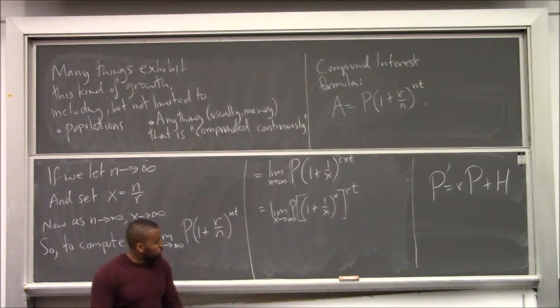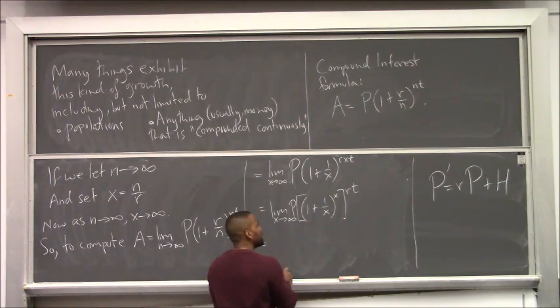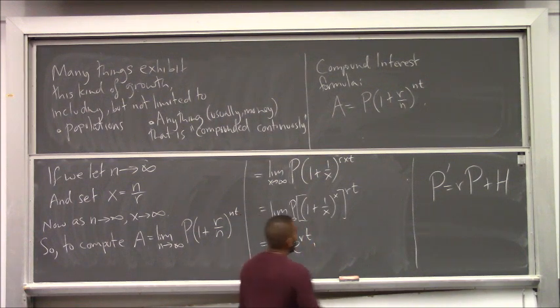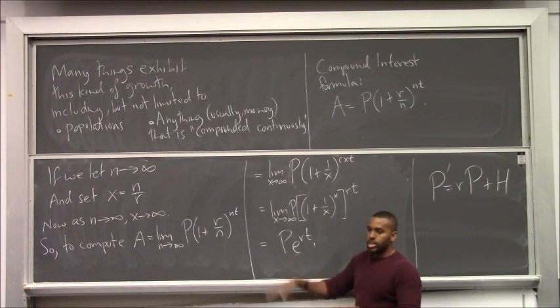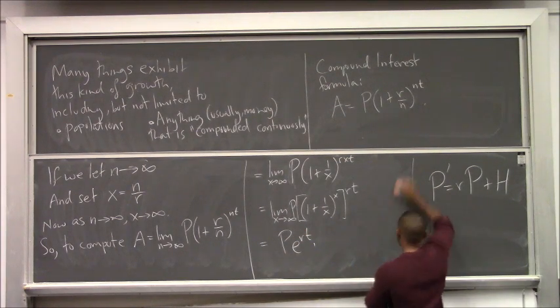And you worked it out with multiple variables. At the end of the day, this became P e to the rt, right? So that's because this became e here. And limits pass through continuous functions, so all the calculus stuff is accounted for here.